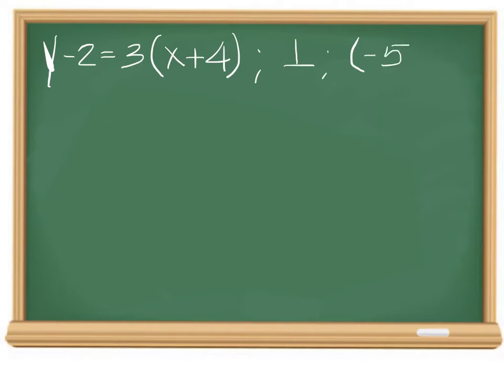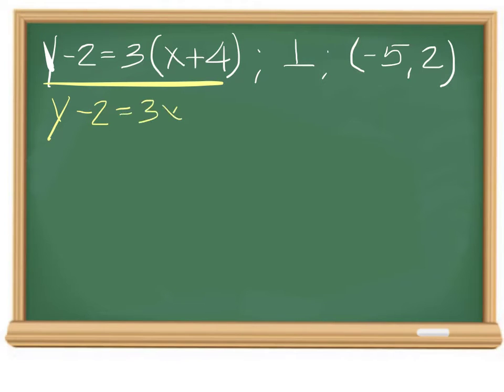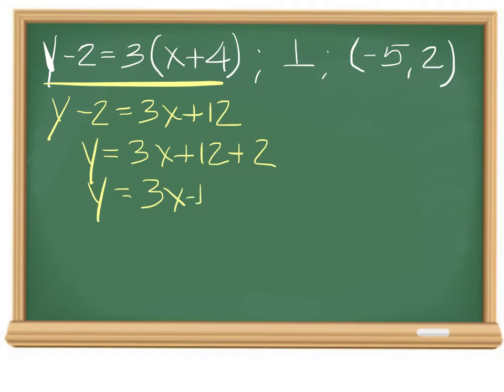Example 1. The equation of the line is y minus 2 equals 3 times the quantity x plus 4. We're looking for a line that is perpendicular and passes through negative 5, 2. Start with the equation and change it to slope-intercept form. y minus 2 equals 3x plus 12. y equals 3x plus 12 plus 2 when you move the minus 2 over, and y equals 3x plus 14.